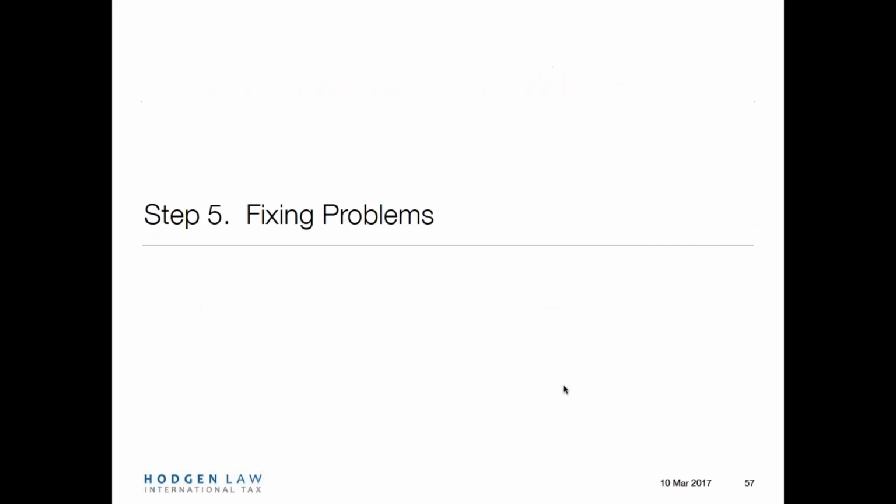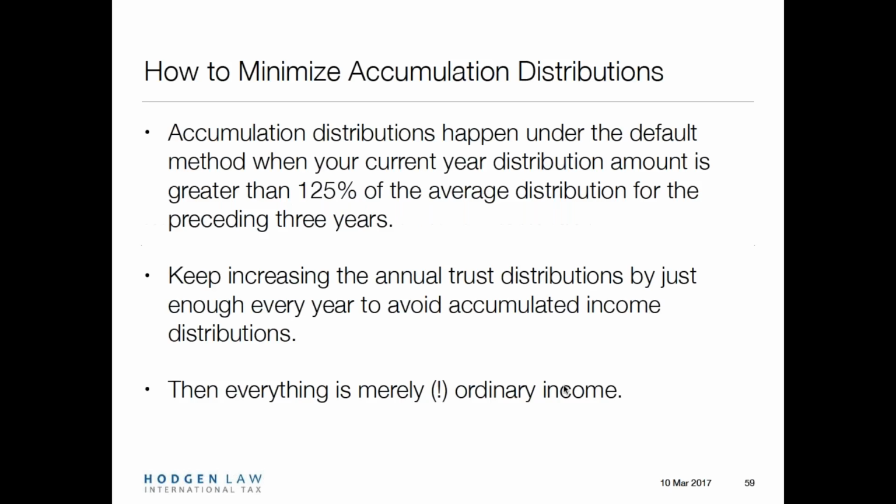And so you can see how even though the accumulation distribution didn't get included in AGI, you still paid the tax on it. All right, having told you all that wonderful stuff, let's talk about fixing problems, and then we'll wrap it up. First one is, here is a way where if you've got one of these old trusts that's been accumulating forever, how are we going to start decanting money out of here with the least amount of pain?